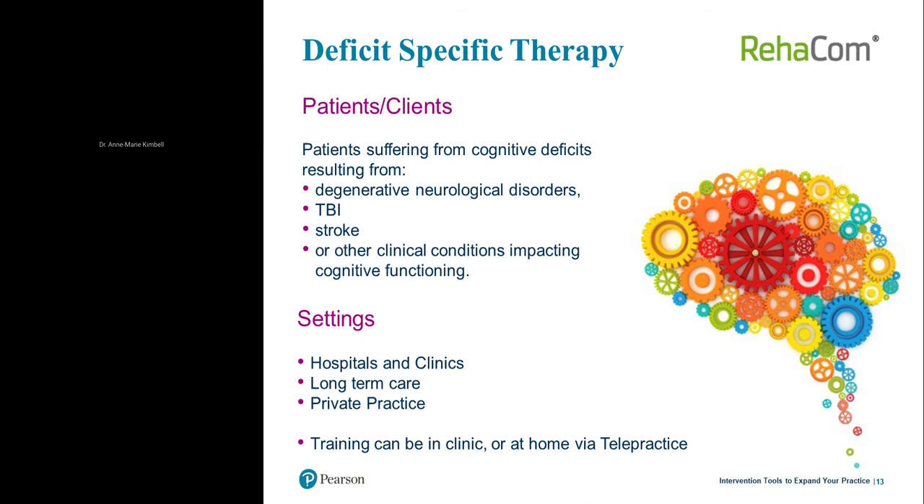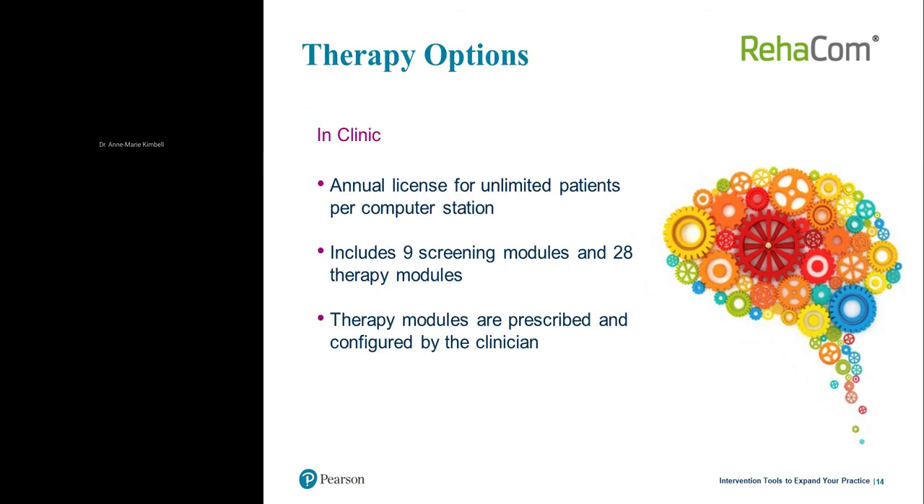So there are many patient types who can benefit from a system like RehaCom and then Cogmed, which you'll hear about in a little bit. As far as settings, RehaCom is used in hospitals and clinics, in long-term care, in private practice, and now can also be prescribed for at-home use.